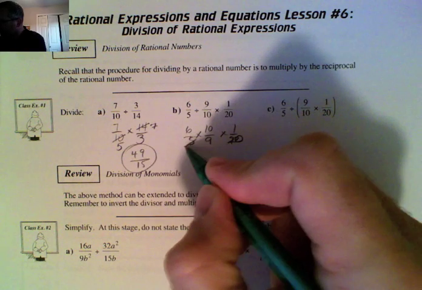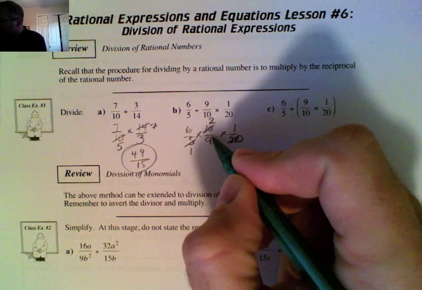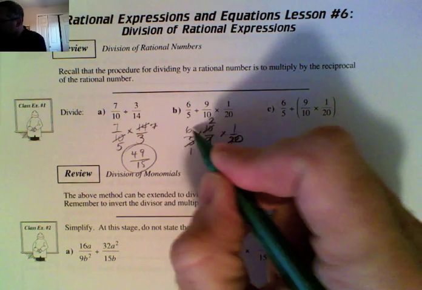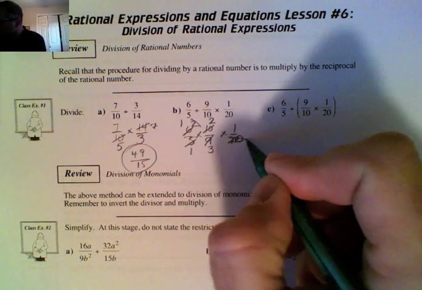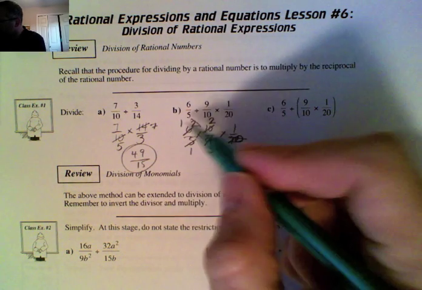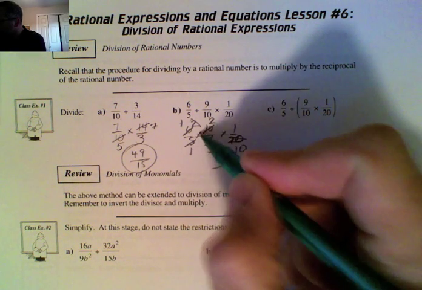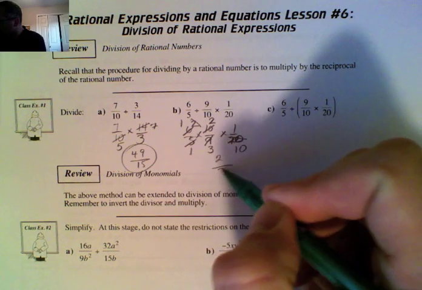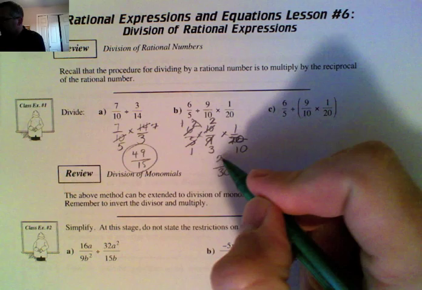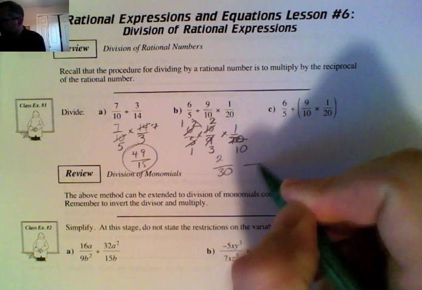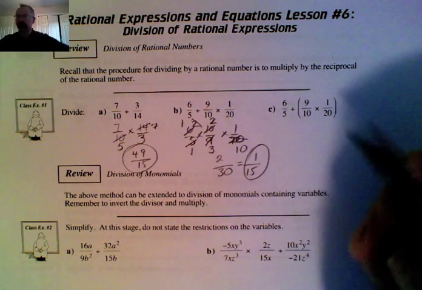Now here, 5 goes into itself once, goes into 10 twice. 3 goes into 9 3 times, it goes into 6 twice, and 2 goes into itself once, and it goes into 20 10 times. So 1 times 2 times 1 is just 2, and 1 times 3 is 3, 3 times 10 is 30. Oh, I can still simplify this. So I know 2 divides into 30 15 times, so I get the answer of 1 over 15.